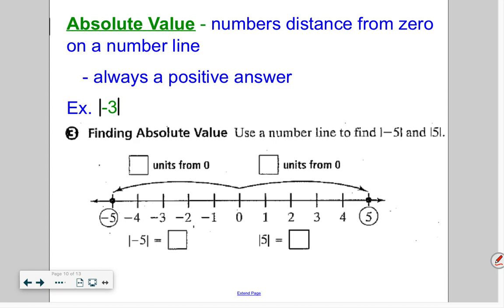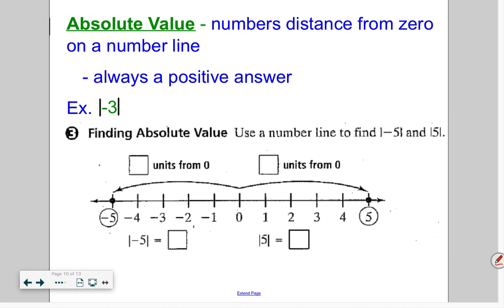Fill in the blank with the word absolute value. Absolute value is the number's distance from 0 on a number line. Absolute value will always be positive. Distance can't be negative. Your distance from 0 is always positive.